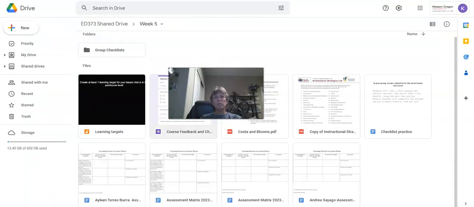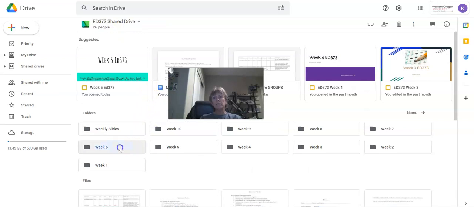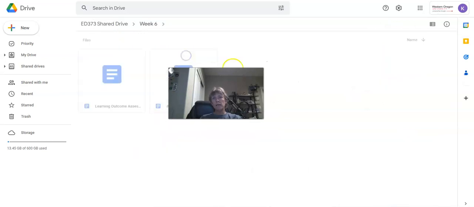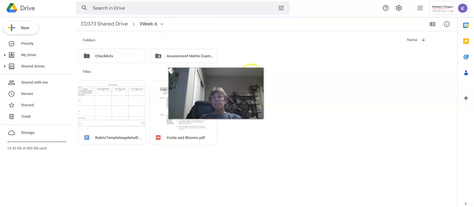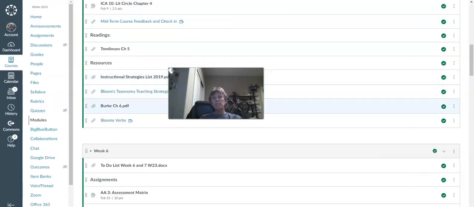And in week 5, you'll see several people who have used the template. But if you look in week 6, you will also see some examples of matrix from past classes that you can take a look at as an example if you're struggling with how to complete that. So that is your first assignment that's due this week.